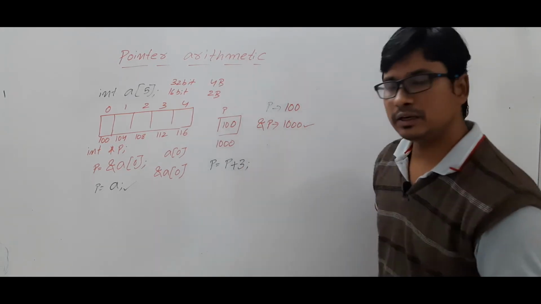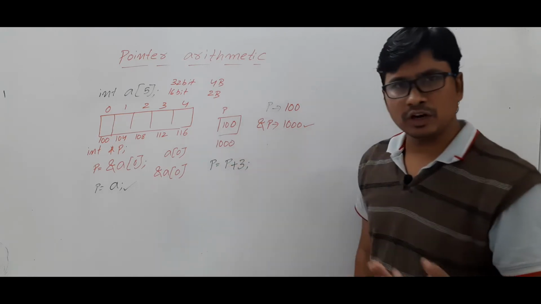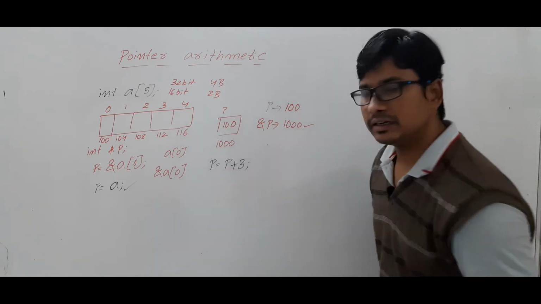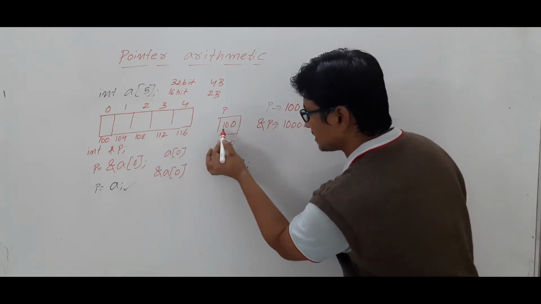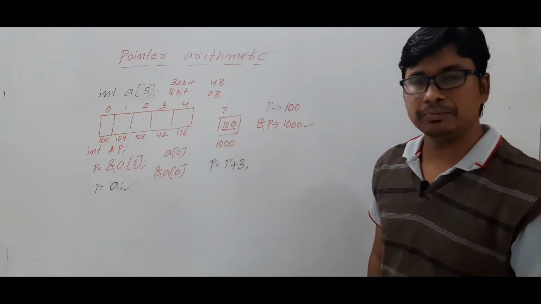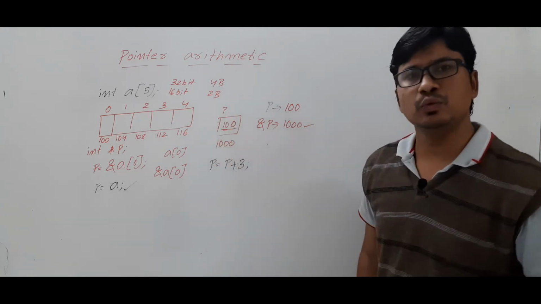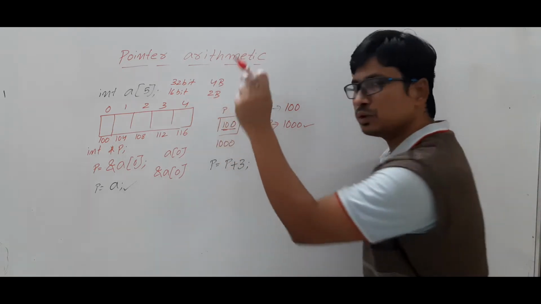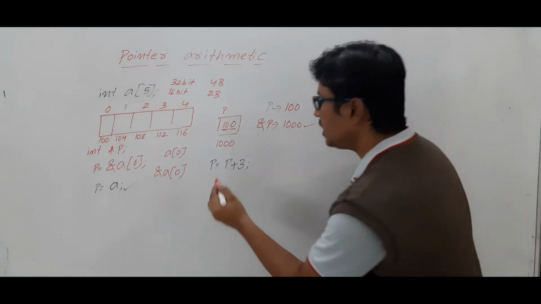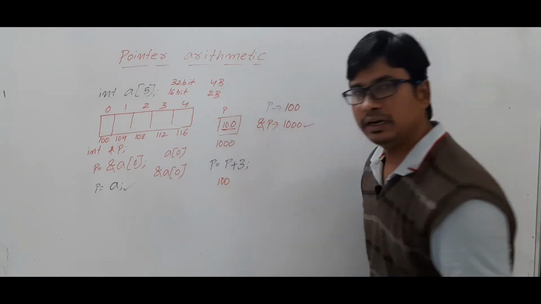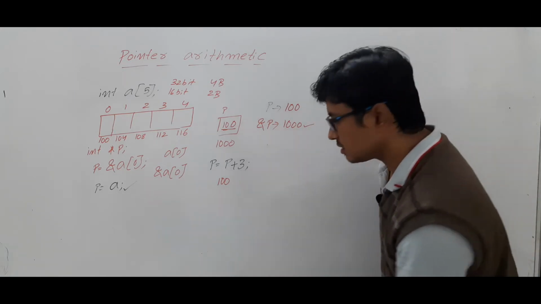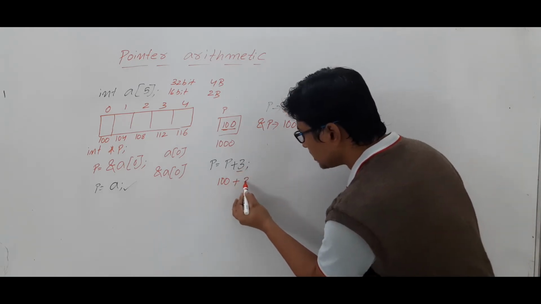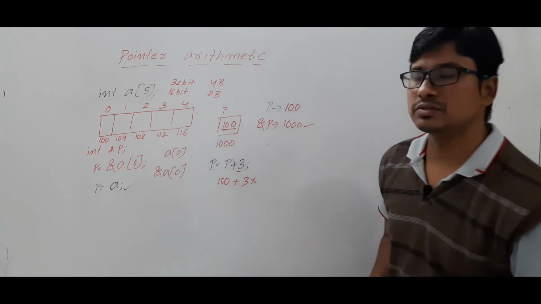Now please listen. Then you can ask me, sir, if 100 plus 3 is not 103, then what is it? Now listen carefully. This 100 is an address, because this is not a value. Please remember this. Why am I saying it is an address? Because it is a pointer variable. The pointer variable will always store the address of some other variable. So whenever you are performing an addition on the address, you should not only add this 3, you should know the size of this variable.